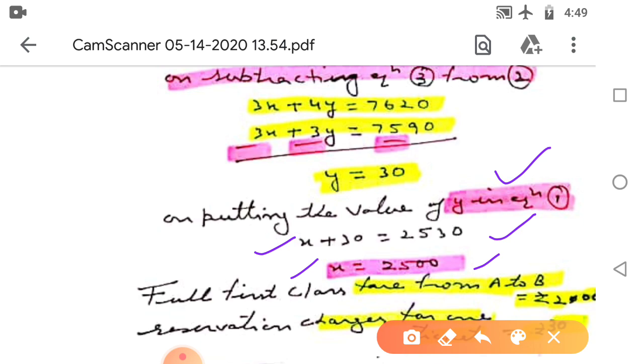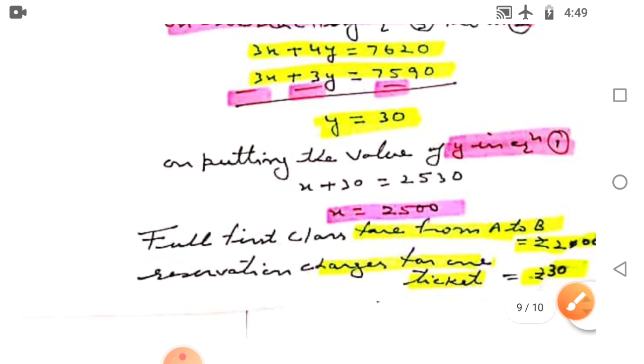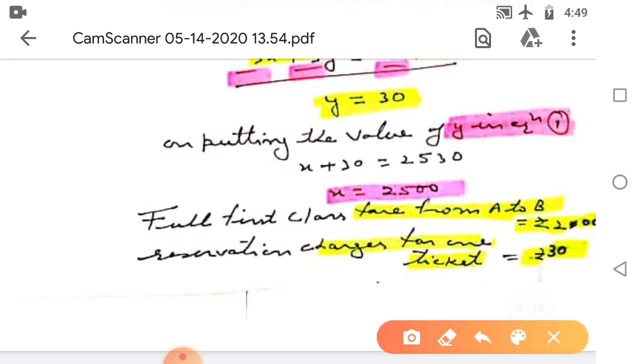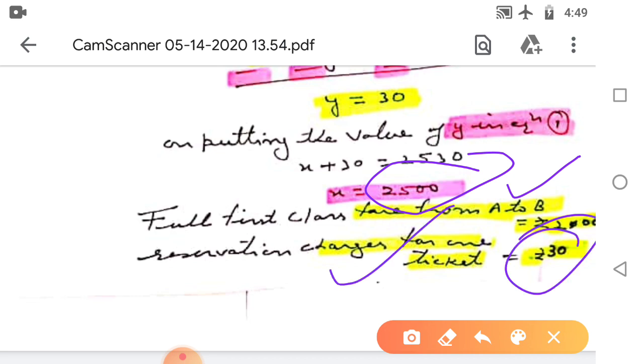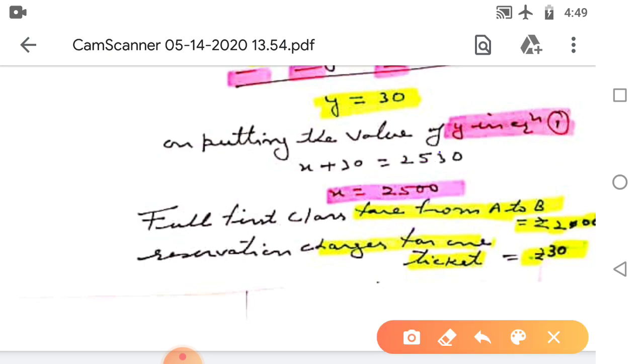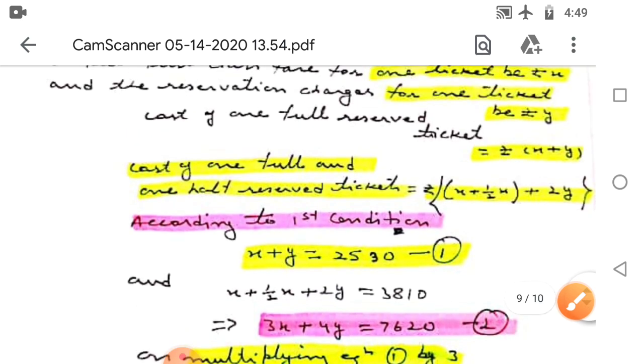Any problems? Clear? Now in this question the answer is: full first class fare from station A to station B is 2500, right? And the reservation charge is 30 rupees. Clear? Full charge 2500, and reservation charges for one ticket is 30 rupees. Clear?